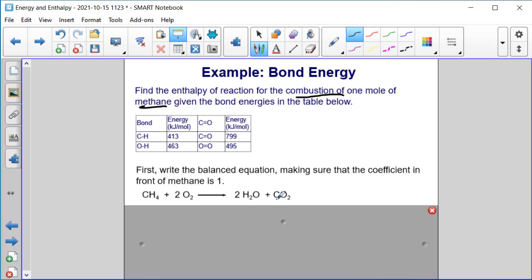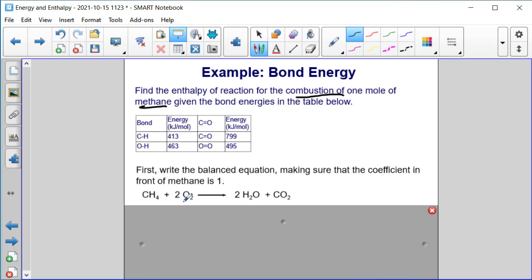And then I've just balanced it. So in order to do that, we have 4 hydrogens on the left, so we need 2 water molecules, and that gives us 4 oxygens on the product side, so we need to balance the oxygens on the reactant side. So our coefficients are 1, 2, 2, 1 in this case.